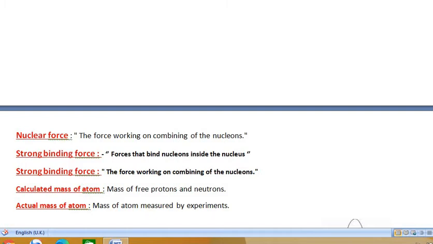The strong binding force occurs irrespective of the charge of the particle, which means that there is an attraction force between protons and protons. Although there is a repulsion between the protons, there is also the strong binding force which tries to bind them together. There is also an attraction force between neutrons and neutrons, and between protons and neutrons. This strong force is the reason.